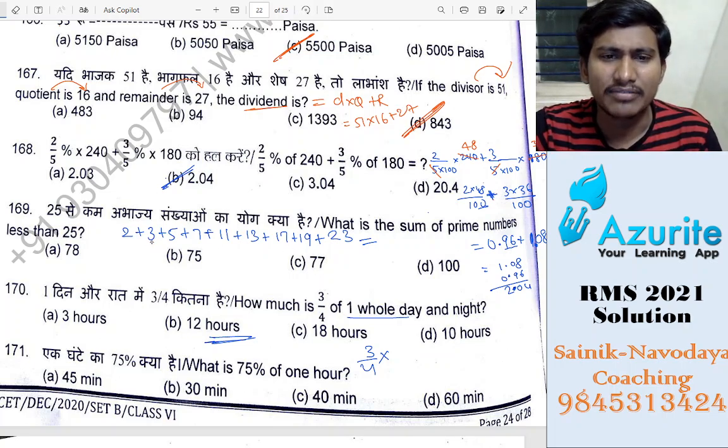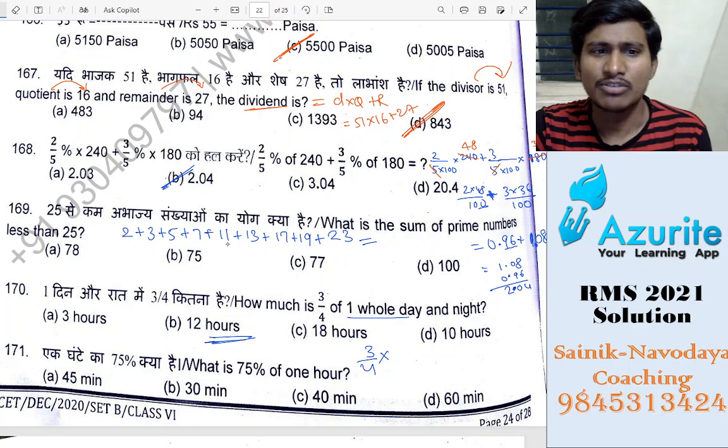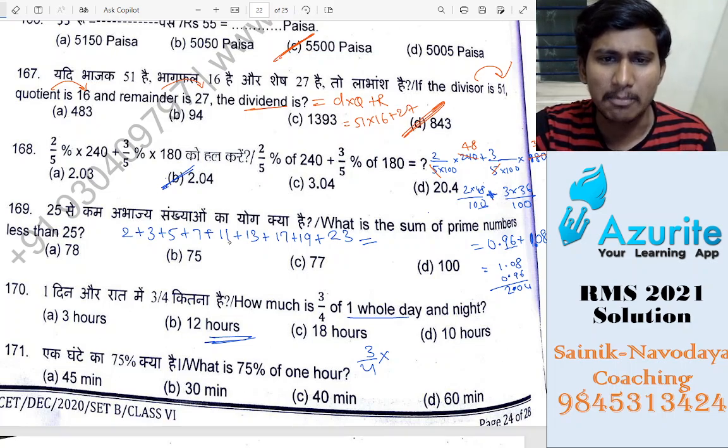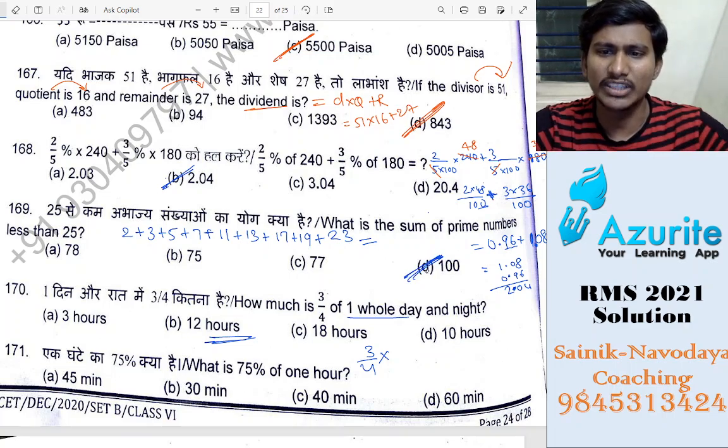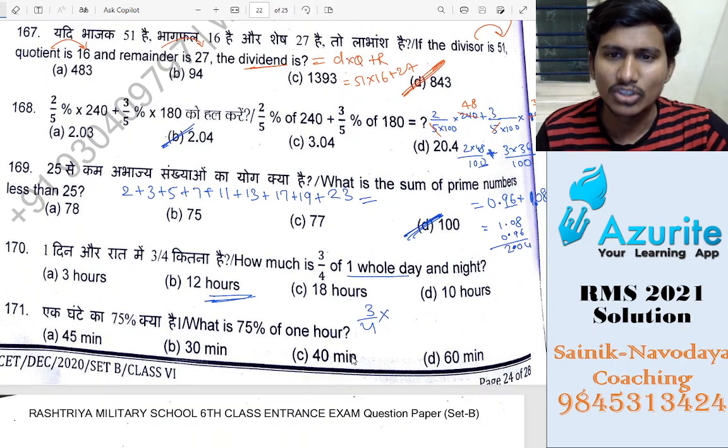So 2 plus 3 is 5, 5 plus 5 is 10, 10 plus 7 is 17, 17 plus 11 is 28, 28 plus 13 is 41, 41 plus 17 is 58, 58 plus 19 is 77, 77 plus 23 is 100. Yes, 100 will be the answer. Okay now? You add them all.